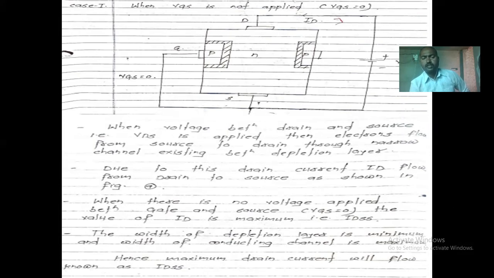As we increase the negative voltage between gate and source, we are applying negative voltage to the P. The holes coming from here go out of this junction, so the size of the depletion layer for both P regions increases. As we increase the negative voltage further, the depletion layer keeps growing for both P.